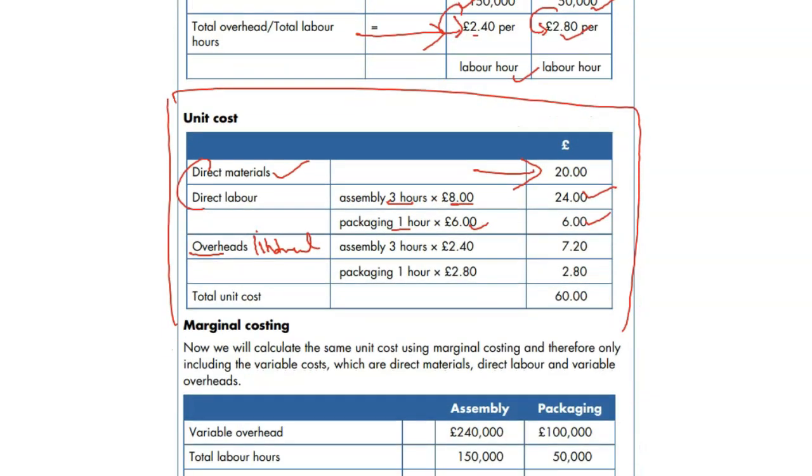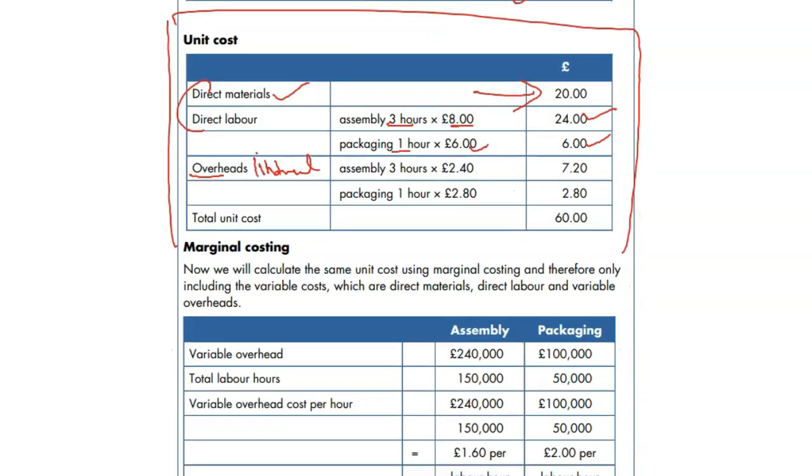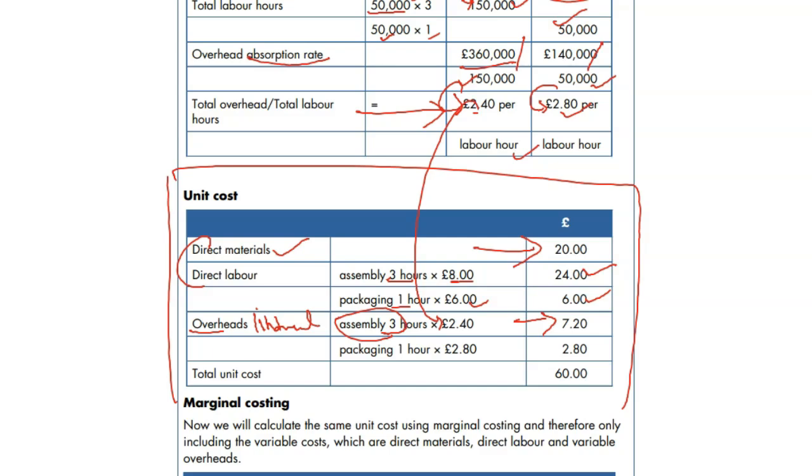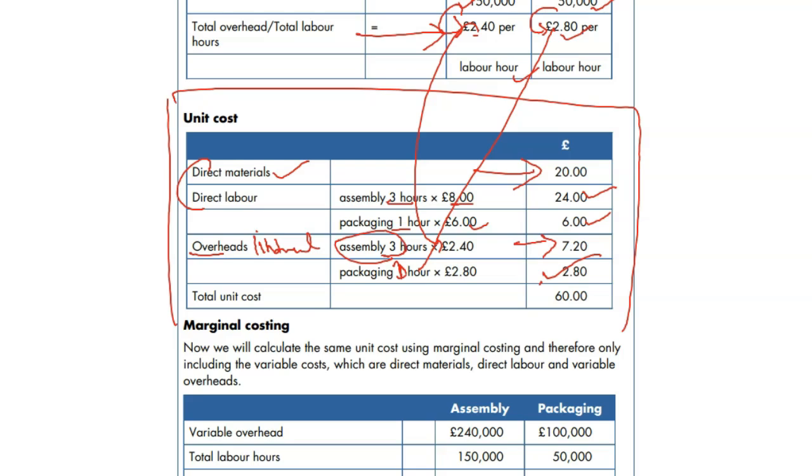But how do we get the overhead cost per unit? For assembly, we found the overhead absorption rate is 2.4 per labor hour, but 3 hours are needed to produce 1 unit in the assembly department. So the total overhead per unit is 7.20. And for packaging, 2.8, and 1 hour is needed, so 2.8 is the overhead absorbed per unit. When we add direct material, direct labor, and overheads, we get the cost per unit. The cost of 1 unit is £60 under the absorption method.